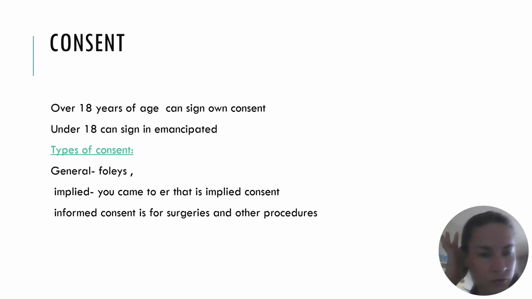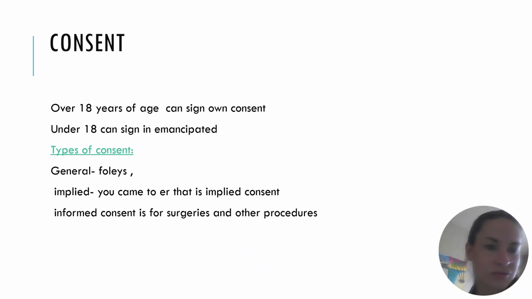So she also went over consent. Basically, over 18 years of age, they can sign, and under 18, they can sign if emancipated. But if they're under 18 and not emancipated, then the parent has to sign. I'm sure there's more to it, but that's what I have in my notes, and it doesn't really go much into consent.